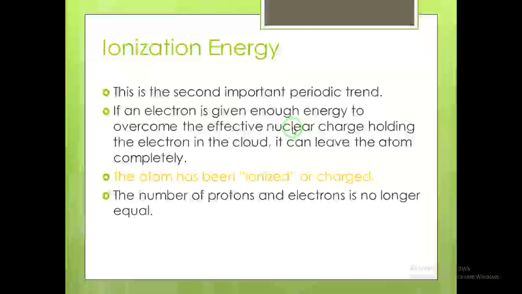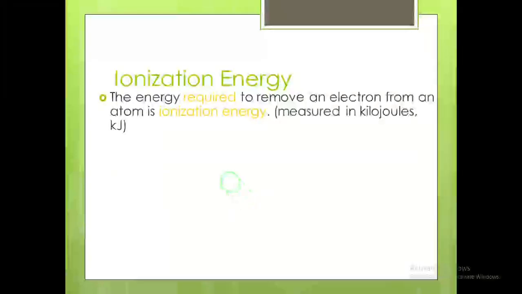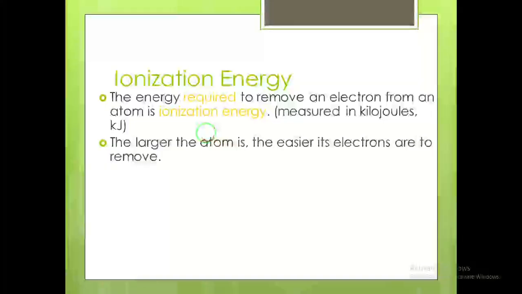So when an electron is removed like that, the atom is no longer a neutral atom because the number of protons and electrons are no longer equal. Now this energy that is required is the ionization energy, and it is measured in kilojoules. The energy required to remove an electron from an atom is the ionization energy.